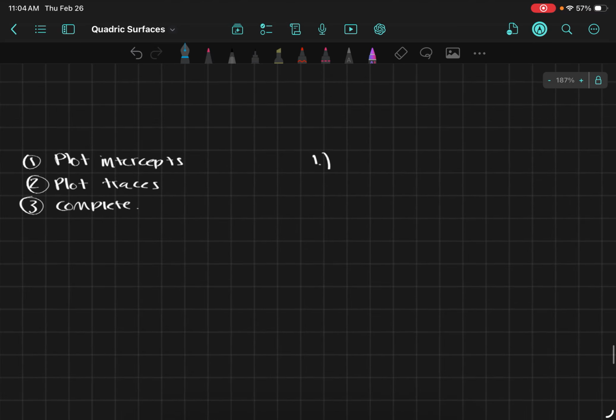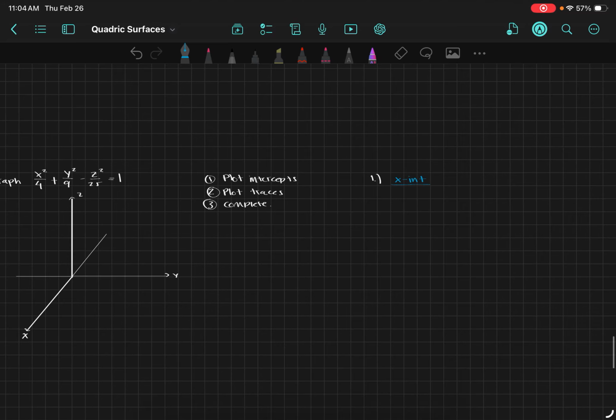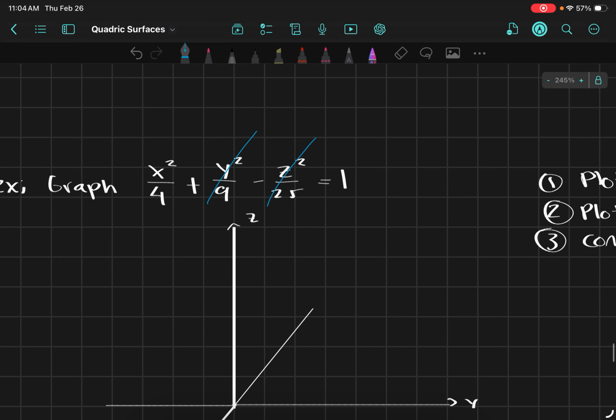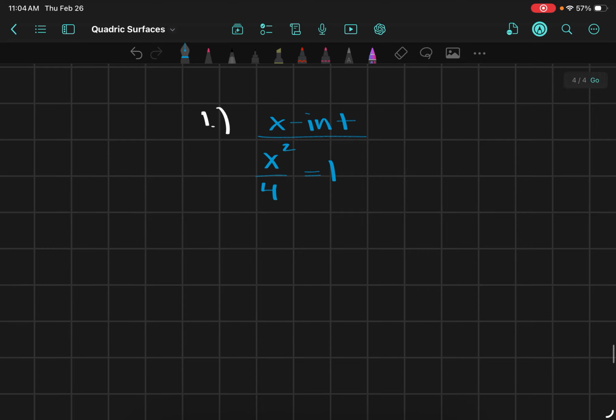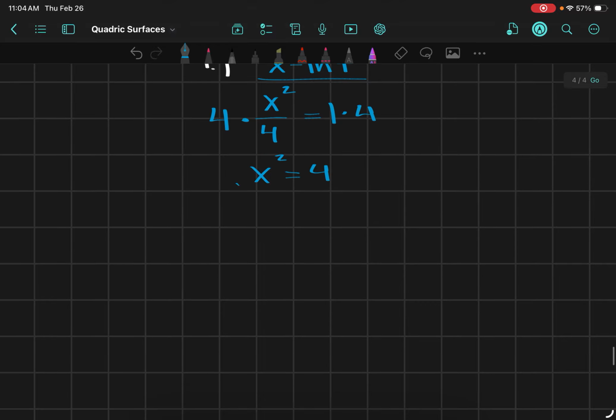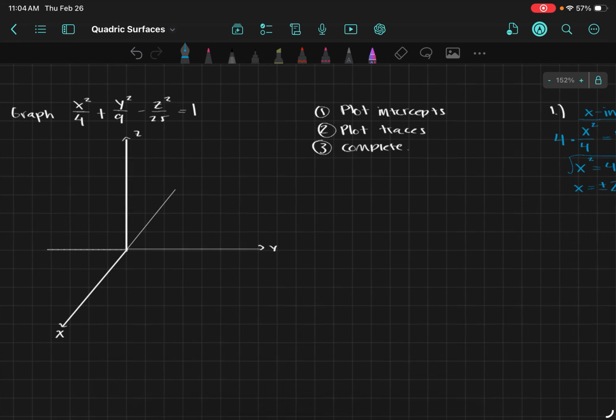So, for our x-intercept, we are going to set our y and our z equal to 0. So now we have the equation x squared over 4 is equal to 1. Let's multiply that 4 out, do some simple algebra. We have x squared is equal to 4. Take the square root of both sides. We have x is equal to positive or negative 2. That is going to be our x-intercept. Let's go ahead and graph it right now.